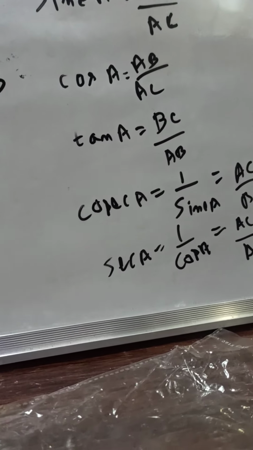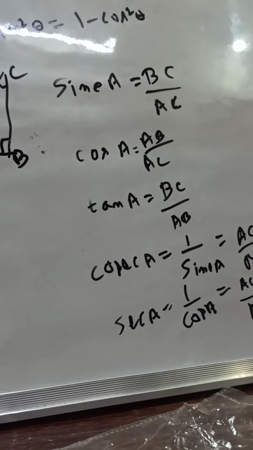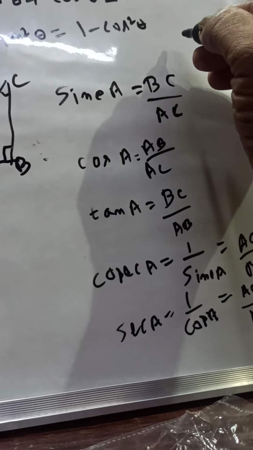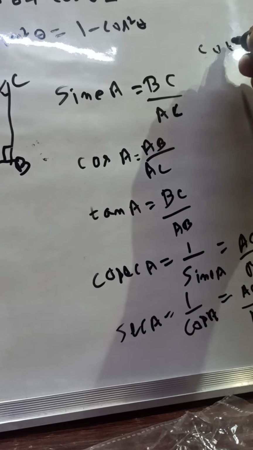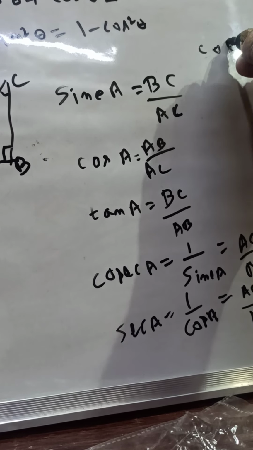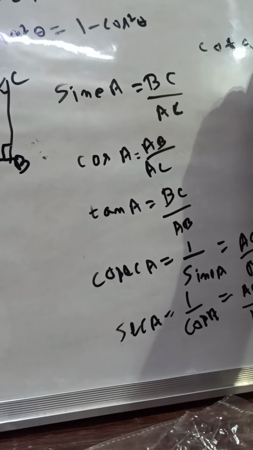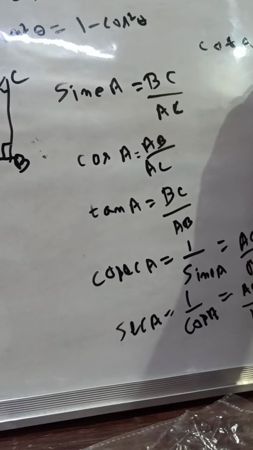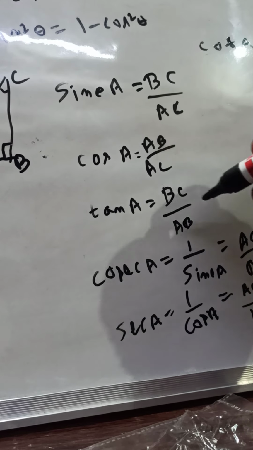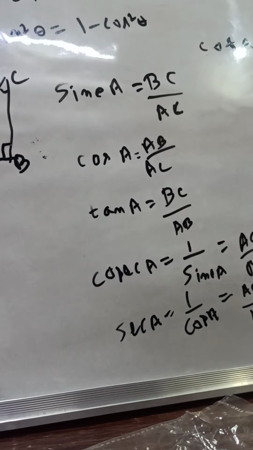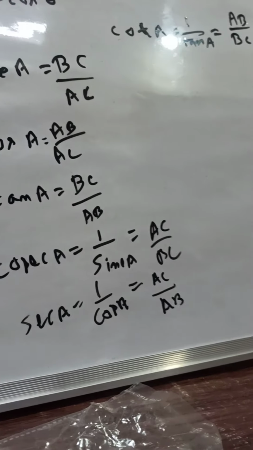You have got sin, cos, tan, cosec. Then another is cotangent. Cot is the opposite of tan. Cot A is equal to 1 by tan A. Tan A is BC by AB, so cot A is the opposite, AB by BC. If you are not able to understand, just call me, I will explain again.